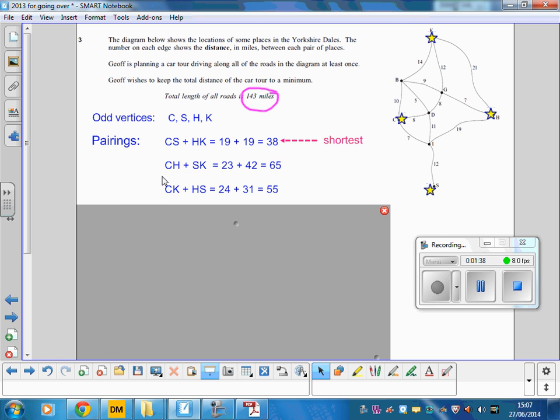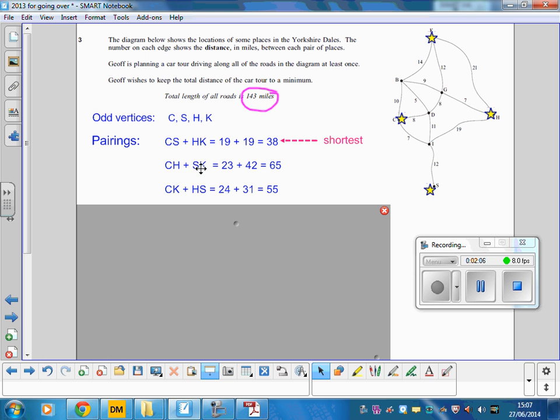Now, the next pairing, CH and SK. If we just check those distances, CH, the shortest distance actually turns out to be 23. If you try the different ways you can get from C to H, 19 plus 7 gives us 26. But that's not the shortest way, because if we went via D and G, 8 plus 8 is 16, plus 7 is 23.